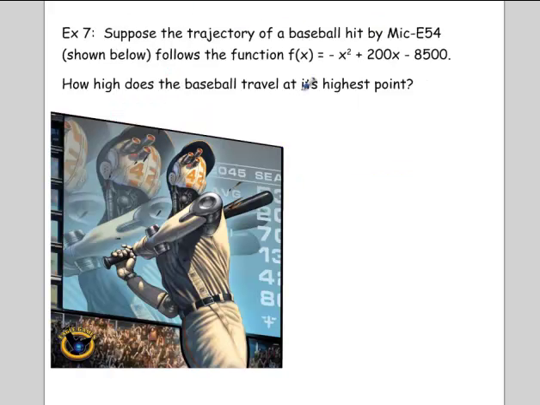So, an application problem. This futuristic robot is going to hit a fly ball really, really high. It's going to follow this equation, and we are going to find its highest point. So basically, we are going to find the y value at the vertex. So we do x equals negative b over 2a, which is going to be negative 200 over 2 times negative 1. A is negative 1. You don't see the 1, but it's a negative out there.